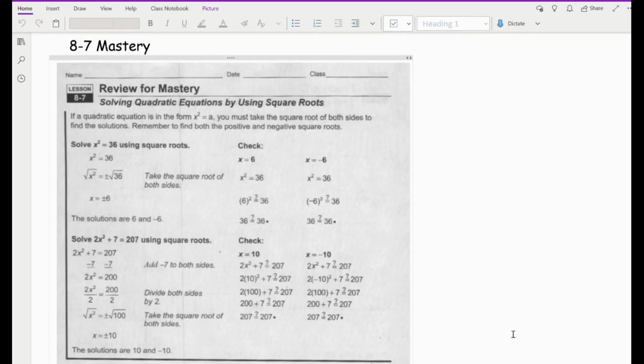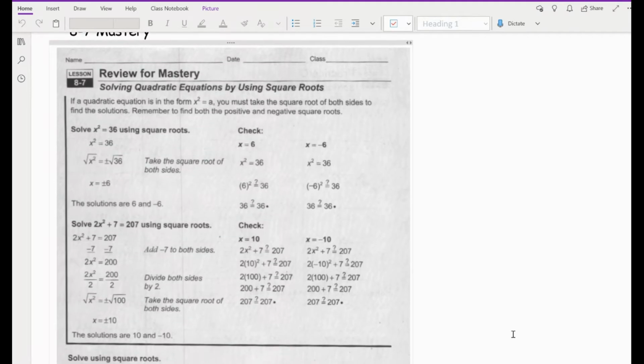Welcome to lesson 8.7, solving quadratic equations by using square roots. In this section, we'll go over some mastery review notes and we'll complete some of the problems together.